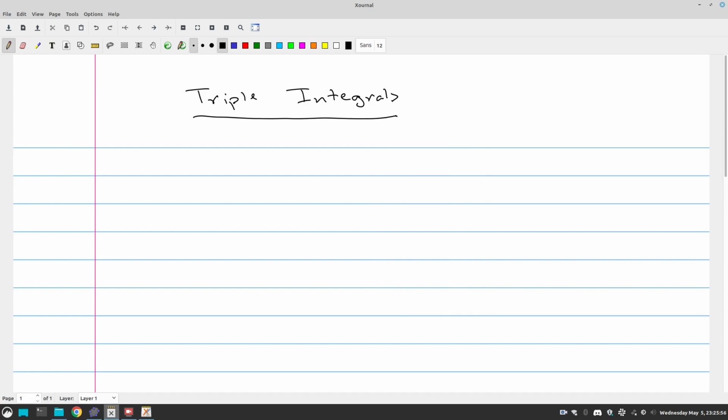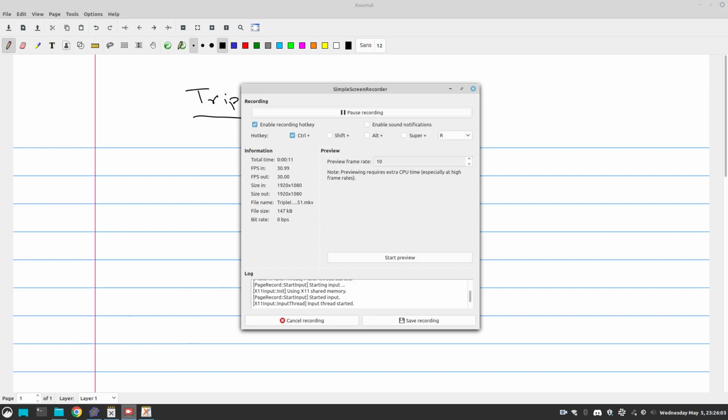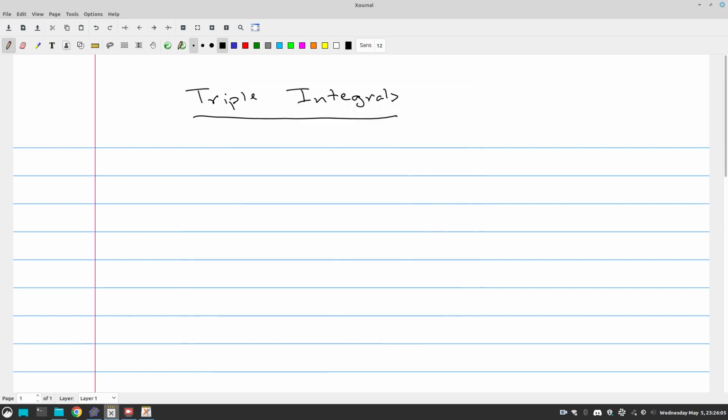Okay, so in this lecture we will be looking at triple integrals. Just as you've looked at double integrals in this course and single integrals in previous courses, we'll look at triple integrals now. When you do a triple integral, you do it over a three-dimensional region.